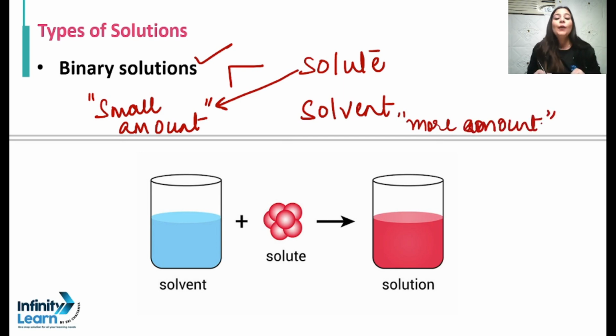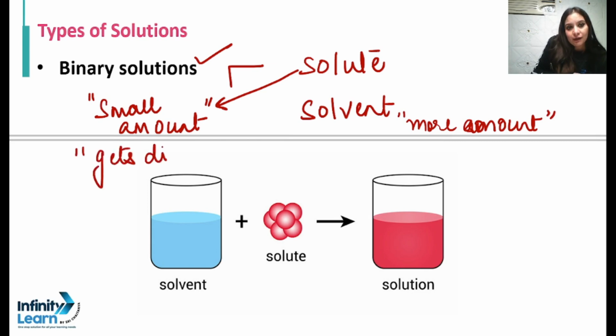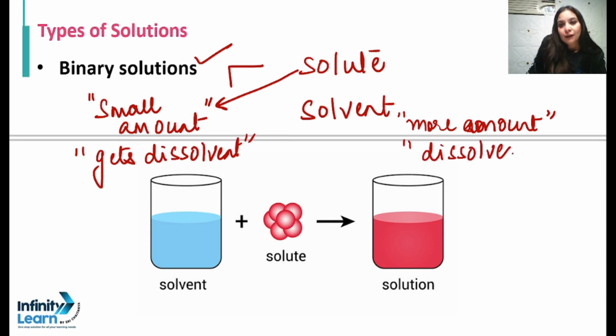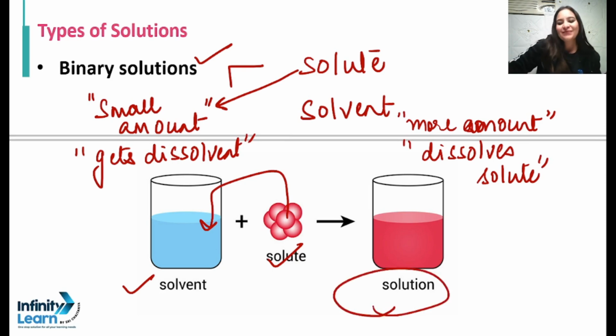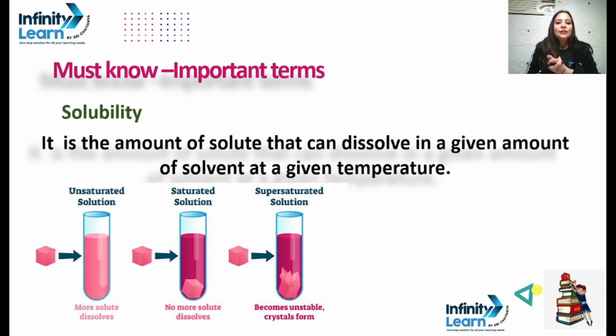Also, one thing you must have noticed is that salt gets dissolved. So the solute always gets dissolved, and the solvent dissolves the solute into it. The solvent is the one which dissolves the solute, and the solute is the one which gets dissolved. So you have the solvent present in more amount and the solute present in less amount comparatively. When you add them together, the solvent dissolves the solute, and ultimately we get a solution.